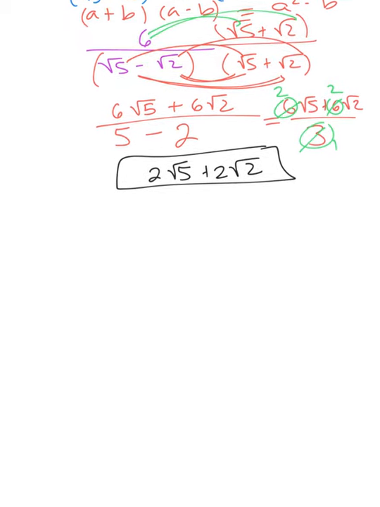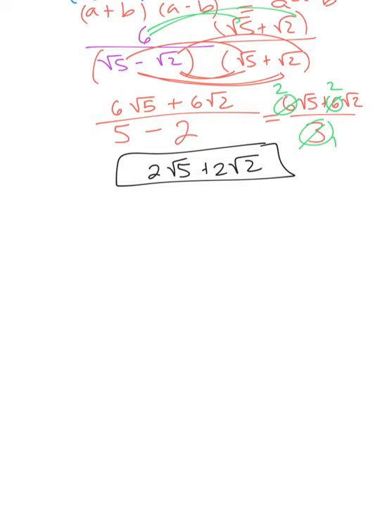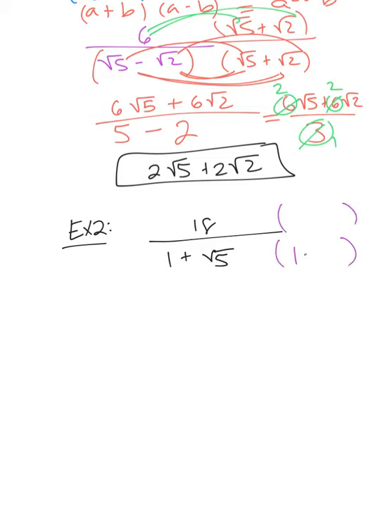Okay, so we'll take a look at another one. Take a look at example 2: 18 over 1 plus radical 5. Feel free, guys, to pause the video and try this one on your own. Okay, I'm going to multiply numerator and denominator by 1 minus radical 5. When I multiply the denominator, I'm going to have 1 times 1, which is 1, and then I'm going to skip just to the lasts. Radical 5 times radical 5, I'm going to get minus 5.